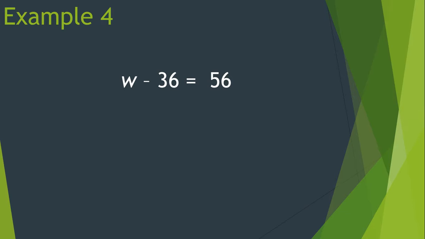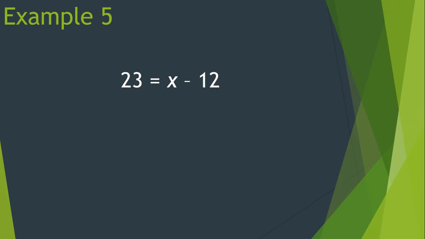So here I start off with an equation that says w minus 36 is equal to 56. Since it starts off as subtraction, I need to use the inverse. I need to use addition. And again, the same process occurs. The w comes down, minus 36 plus 36 cancels out, down comes our equal sign, and now we can actually add 56 and 36, which gives us 92 as our final answer.